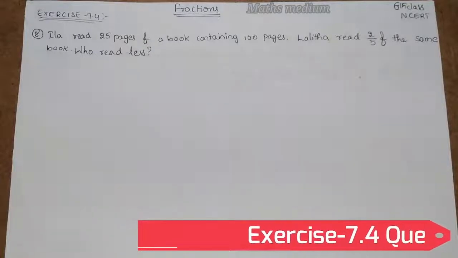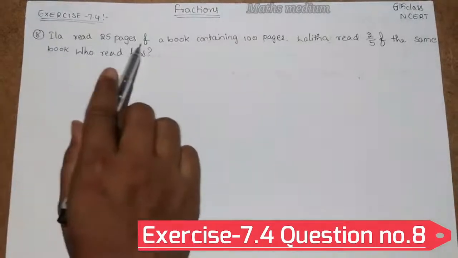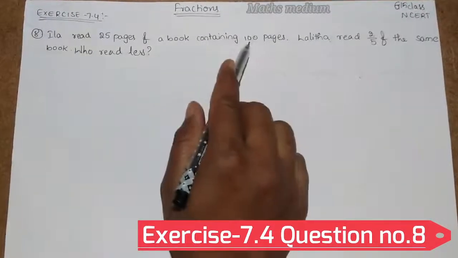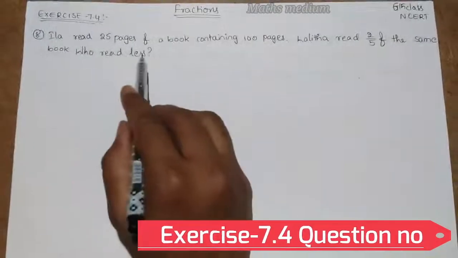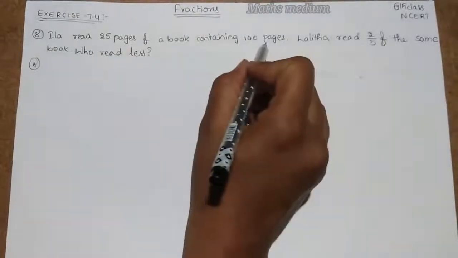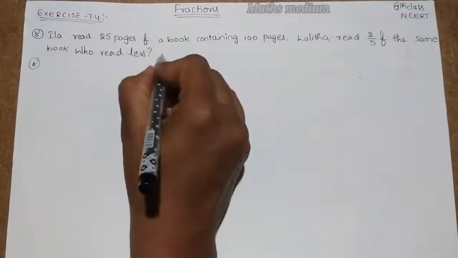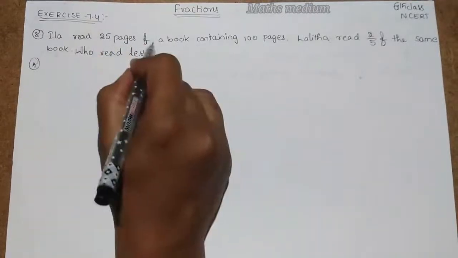Today I came with exercise 7.4 question number 8 from fractions 6th class NCERT. Ila read 25 pages of a book that contains 100 pages. Lalita read 2 by 5 of the same book. Who read less? So here Ila reads 25 pages of a book containing 100 pages. So if you take a book that contains 100 pages, Ila reads 25 pages.